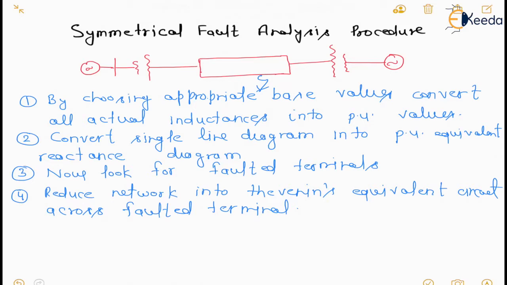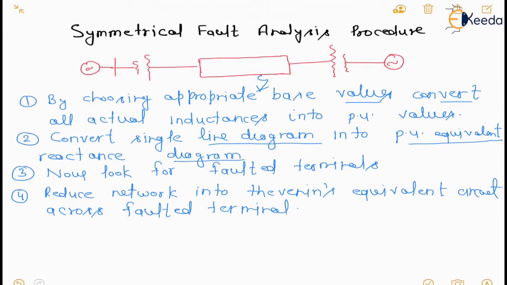To obtain the fault current or short circuit power, we have this procedure, in which the first point is: by choosing appropriate base values, convert all actual impedances into per unit values. Means on the single line diagram, selecting proper base values, convert all impedances into per unit equivalent reactance. Now the second step is to convert the whole single line diagram into a per unit equivalent reactance diagram.